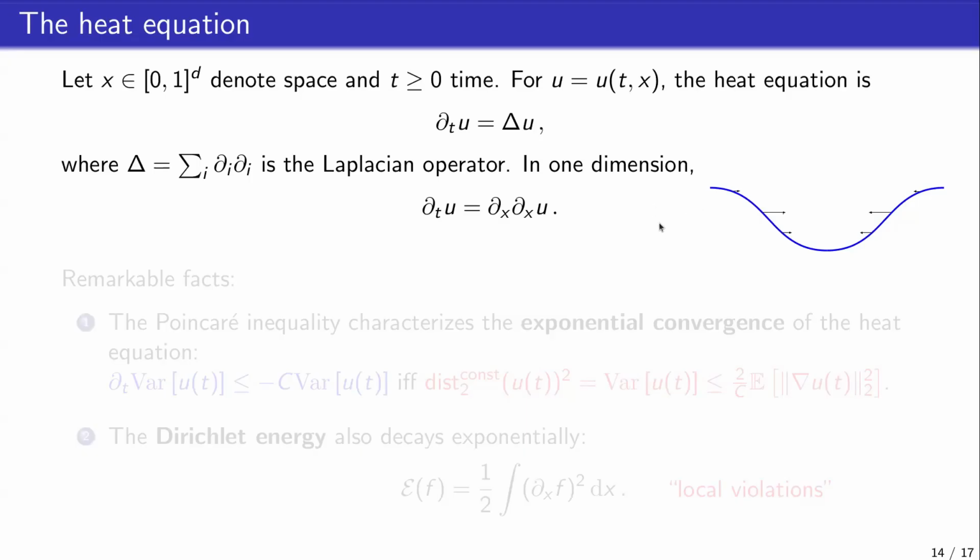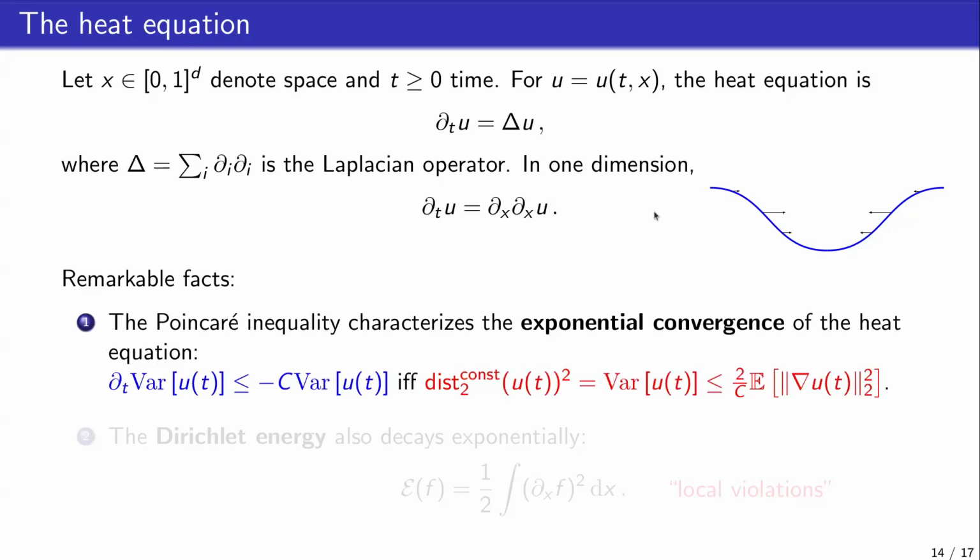So all right, this is the heat equation. Now, why is this relevant for us? Well, it turns out that first of all, the Poincare inequality is very, very closely connected to the heat equation. And in particular, it characterizes, by this equivalence here that I'm not going to go into too much detail on, how fast the variance decays. So it converges to equilibrium as fast as the Poincare inequality allows you to.